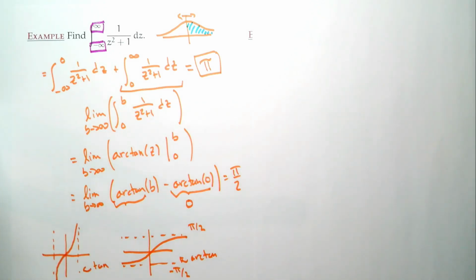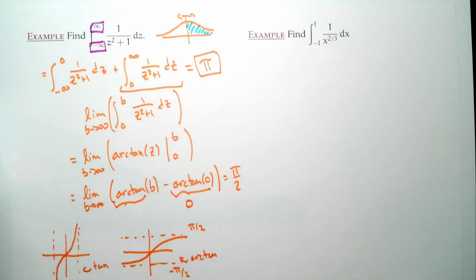When you look at the function 1 over z squared plus 1, from negative infinity to positive infinity, it looks like it has nothing to do with pi. That's amazing. That's cool. That's cool. All right.